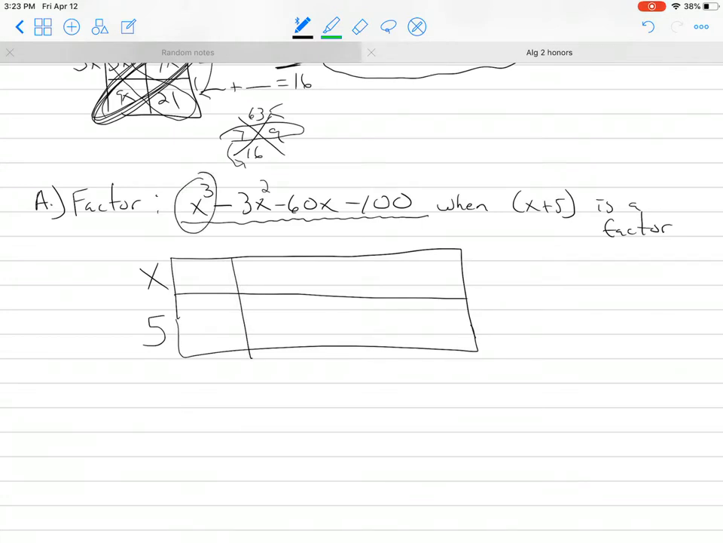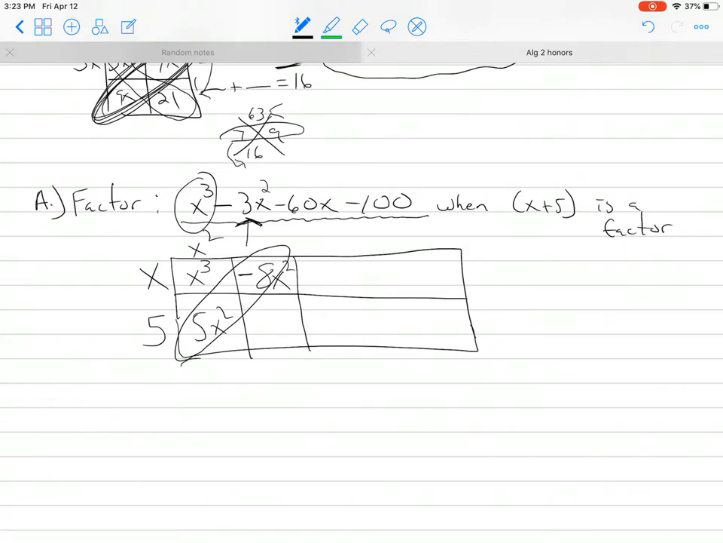And I know that this for sure is going to be this first term. So this has to be x squared. X times x squared will give me x cubed. And then this has to be 5x squared. Now, the next thing I know is that this and this, when I put them together, they need to equal negative 3x squared. So if this is 5x, this needs to be a negative 8x, because negative 8x squared, because they have to equal that negative 3x squared. And 5 and negative 8 is negative 3x squared.